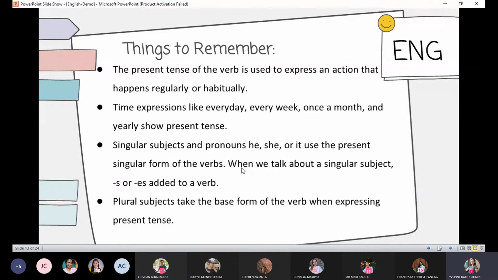And now, I need somebody again to read the phrases. May I call, or I need some volunteer to read the phrase one.